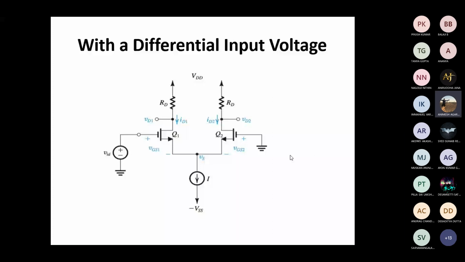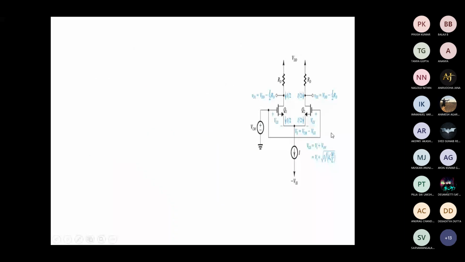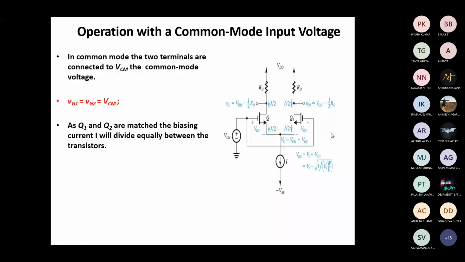Ma'am, what is the difference between this circuit and the MOS differential pair? In the previous circuit you observe here, VCM is the common mode input which is given to both the gates. The first circuit is the general one. VG1 and VG2 are going to be the two different inputs. This is the general one.